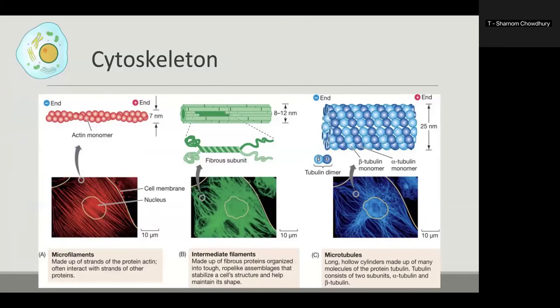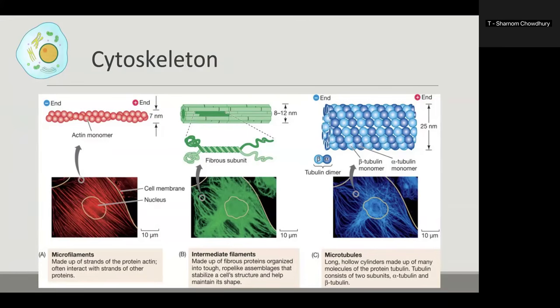As I mentioned before, the cytoskeleton helps maintain the structure of the cell. What that means is that it helps maintain and support cell shape, and provides support for cell motility. Motility means movement, and it also provides scaffolding for intracellular transport. So you have your microfilaments, which are made up of actin and often interact with strands of other proteins. For microfilaments, just think of your muscles. Any muscle movement is due to microfilaments.